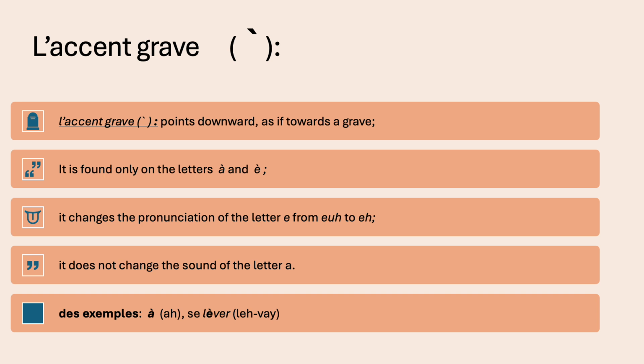L'accent grave. L'accent grave points downward as if towards a grave. It is found only on the letters A and E. It changes the pronunciation of the letter E from E to E. It does not change the sound of the letter A. Des exemples. À, se lever.